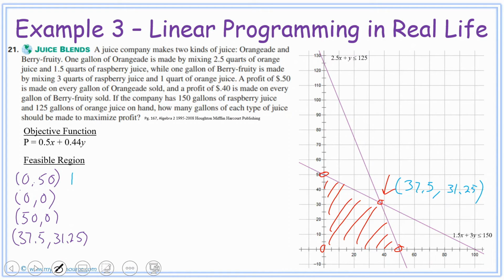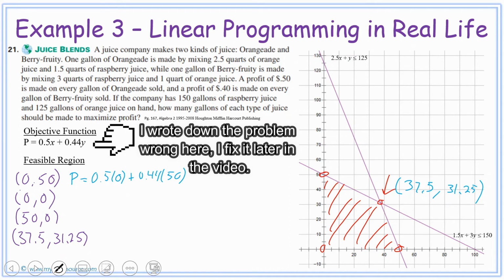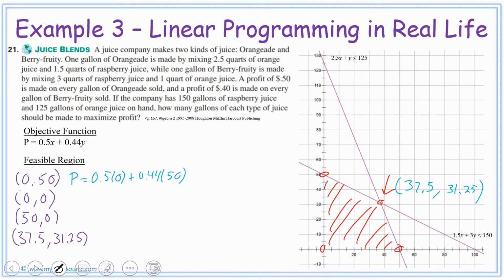So we have our profit margin. It's going to be 0.5 times 0, which we know is 0, plus 0.44 times 50. All right, so we want to see what that's going to be. You could use your calculator, or you could work it out by hand. So 0.44 times 50 is going to give us 22. So that's a profit of 22. We have 0, 0, so we know that's just going to be $0.